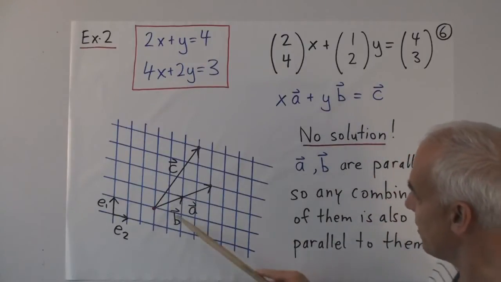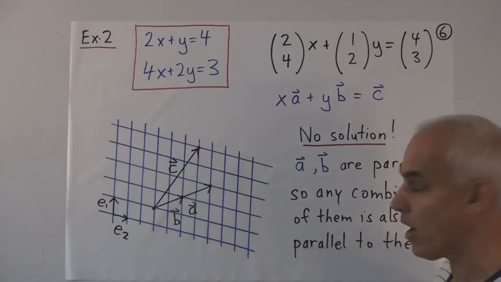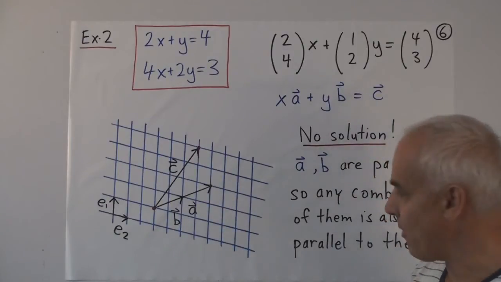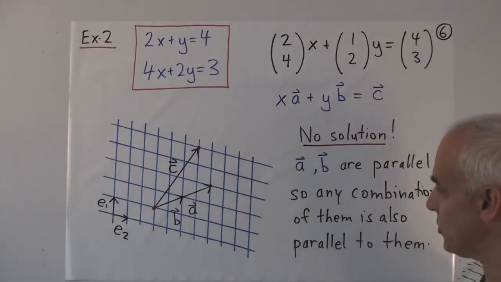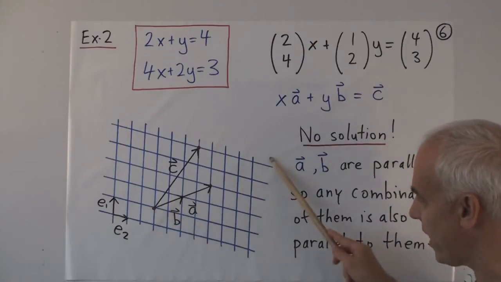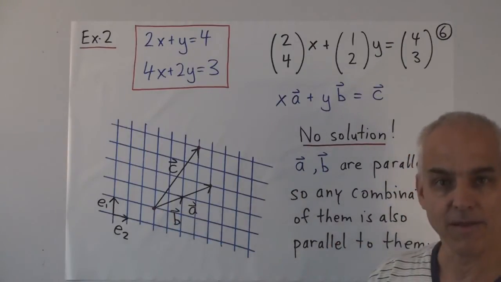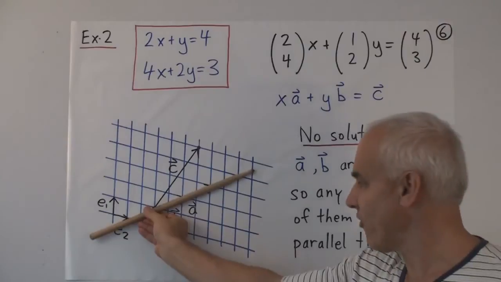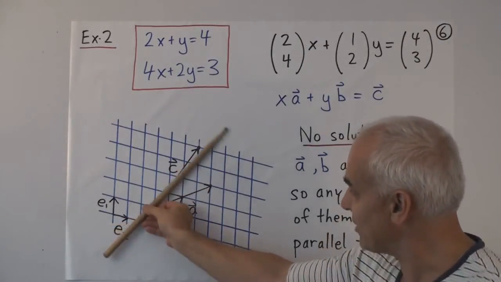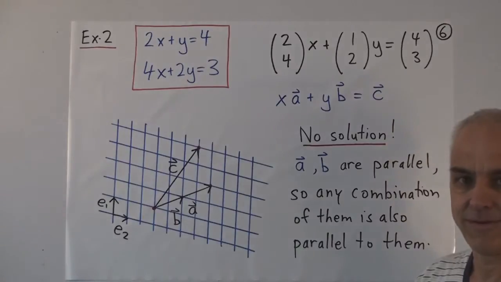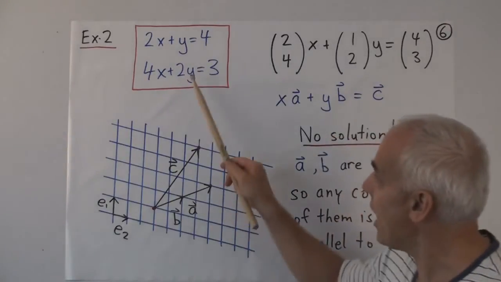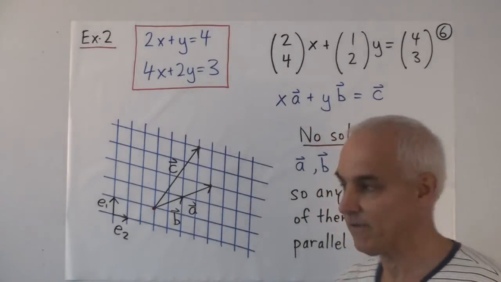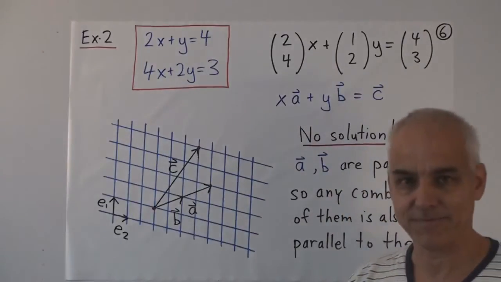And what we've seen here is that the vector a and the vector b are exactly multiples of each other. In fact, the vector b is exactly half of a. And we can see geometrically why this is not going to have a solution. Because if we take any multiple of a and we add any multiple of b, we're still going to have a vector which is in this direction. We're never going to be able to combine those two vectors to get a vector that's in this direction. So it's another interpretation of why this system does not have a solution. It's quite different from the interpretation of having two parallel lines.